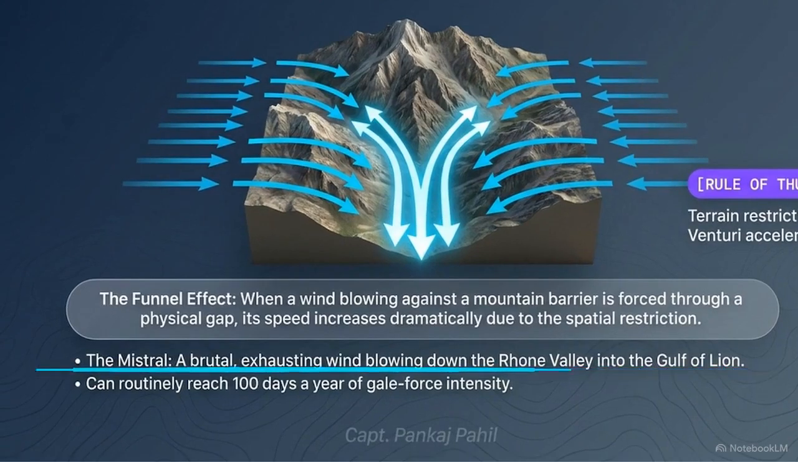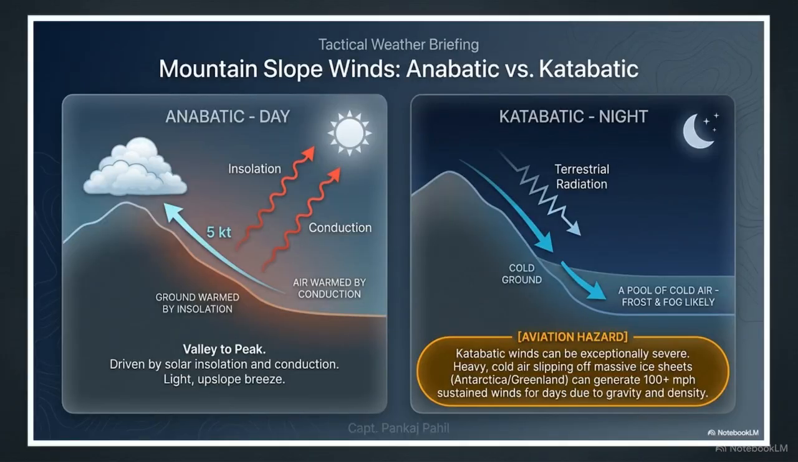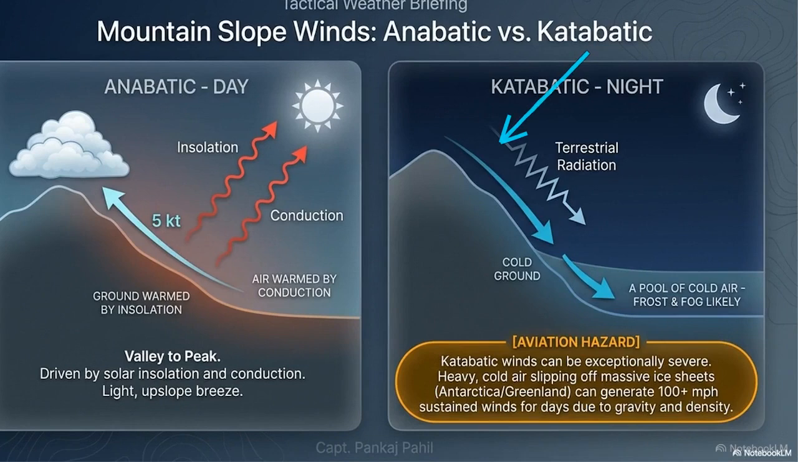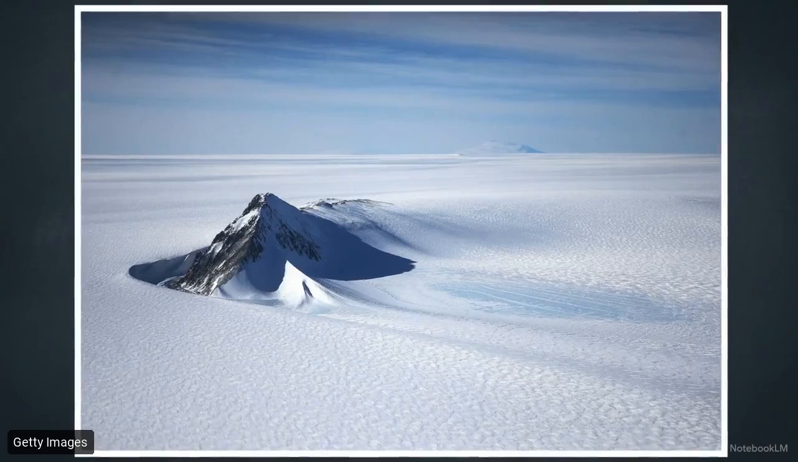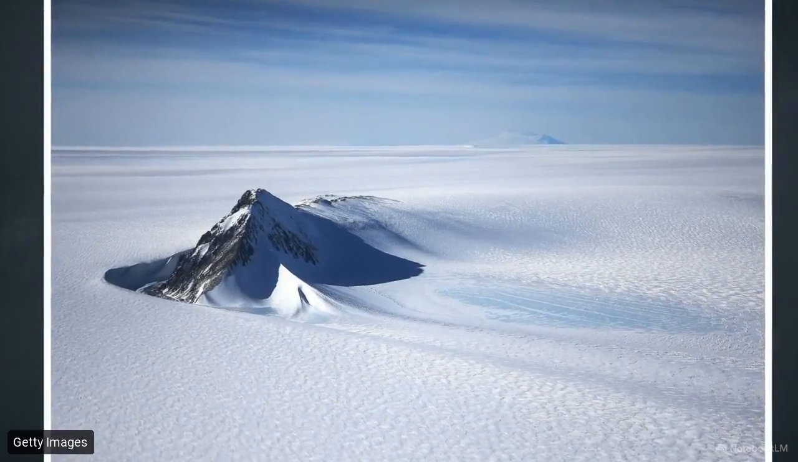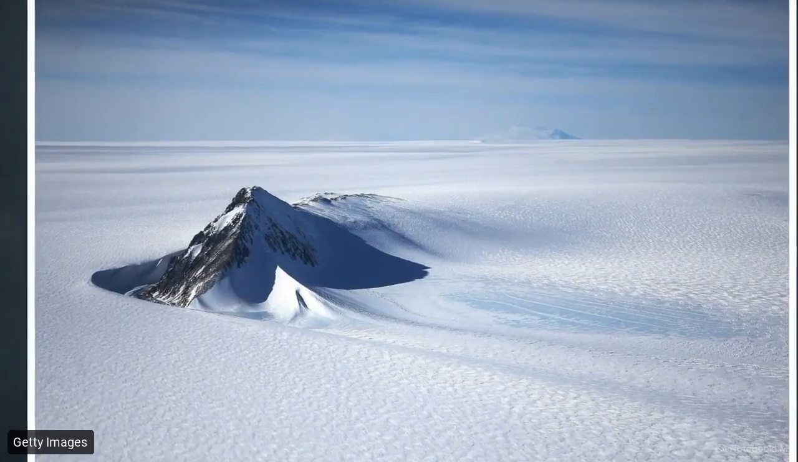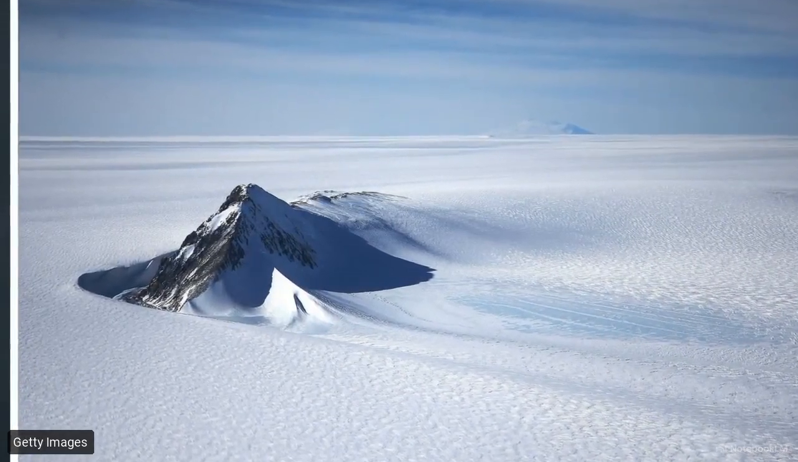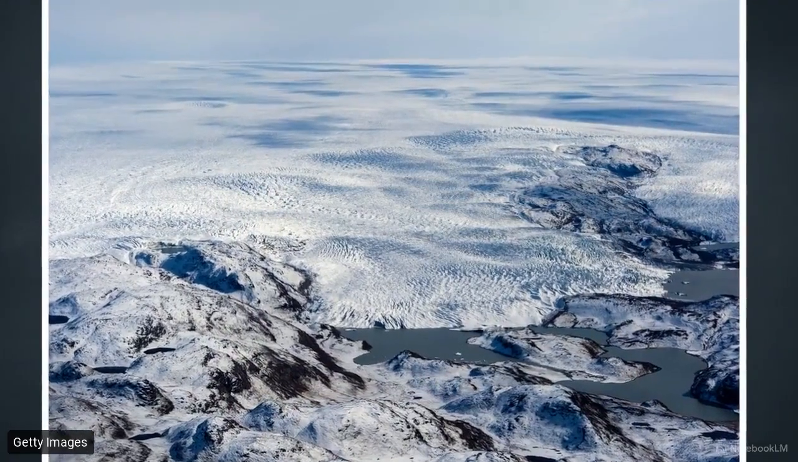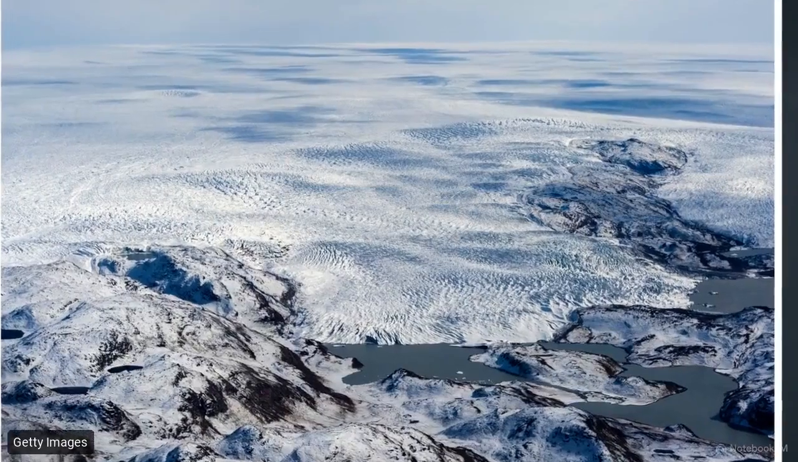This dual panel compares mountain slope winds. During the day, solar insolation drives light, upward-flowing Anabatic breezes. At night, rapid terrestrial radiation cools the slopes, driving dense, downward Katabatic winds. Katabatic gravity winds are exceptionally dangerous. Heavy, freezing air slipping off massive ice sheets in Antarctica or Greenland can generate sustained downslope velocities exceeding 100 miles per hour, lasting for days. Physical terrain acts as a primary catalyst, generating and accelerating localized weather through these closed thermodynamic loops.